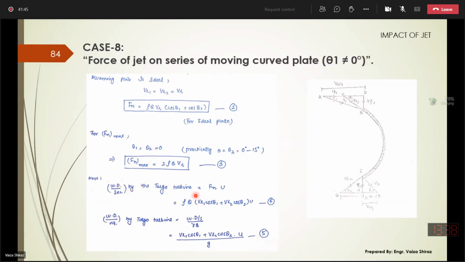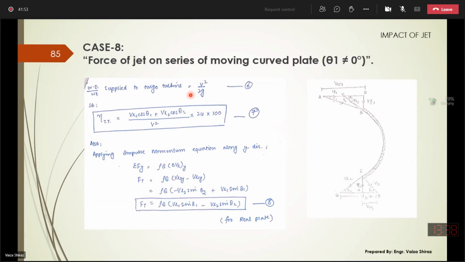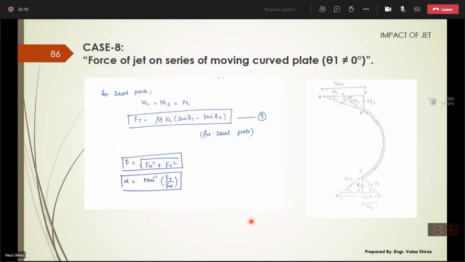Next, find out work done per second, that is Fn into u. Convert this into head by dividing it by gamma Q. This is the equation. And this is the input power in terms of the head. It is v square by 2g, and the ratio of equation number 5 and 6 will give you the efficiency of the turbo turbine. Okay. Next, find out Ft by applying the equation along the y-axis, and this is the equation for the ideal case. For the ideal, take VR1 and VR2 same, and that is Ft over there. So F is the result of these two, and alpha is tangent inverse of Ft over Fn.